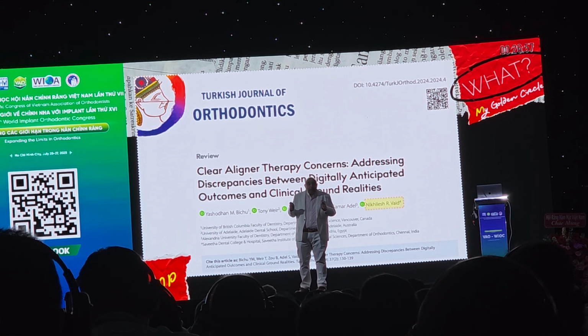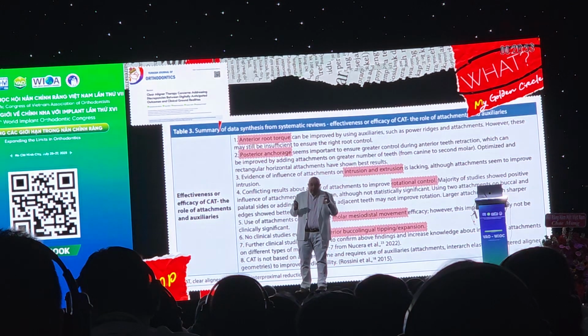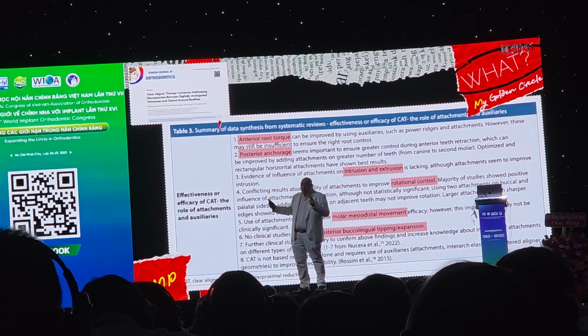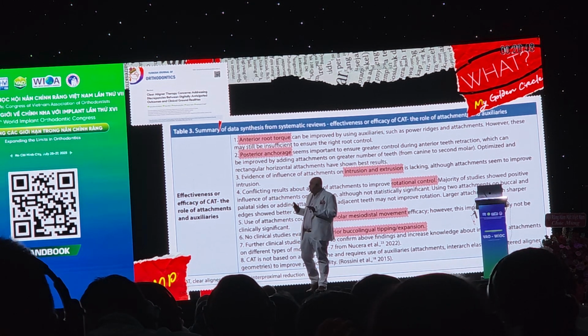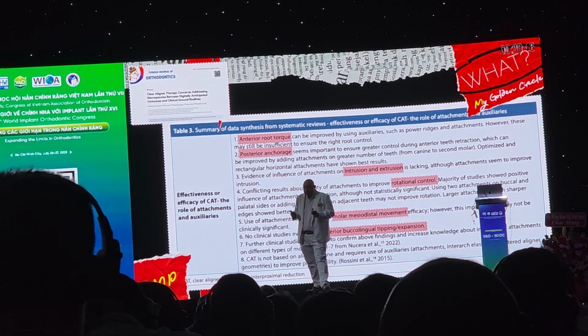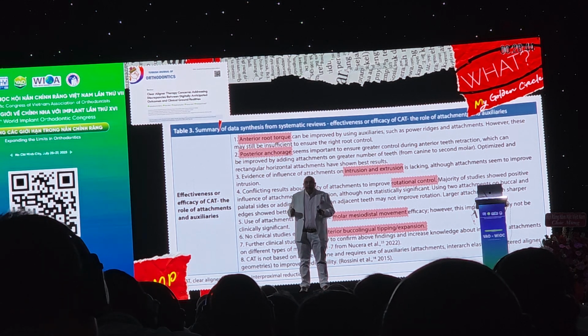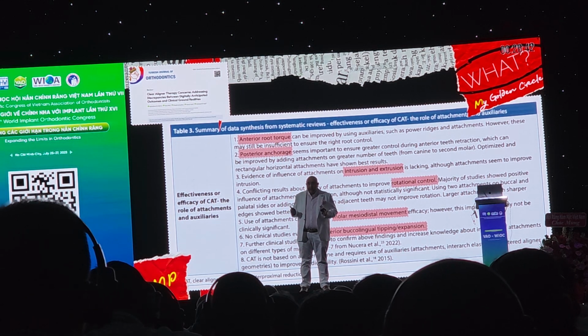And despite that, what were we really measuring in those studies? So, we did find that anterior root torque, posterior anchorage, intrusion, extrusion, rotational control, mesiodistal movement, and buccolingual deepening were definitely work in progress as far as aligners alone are concerned.